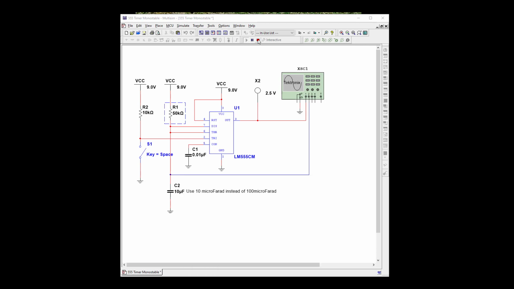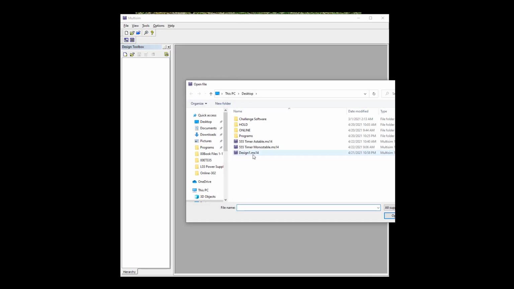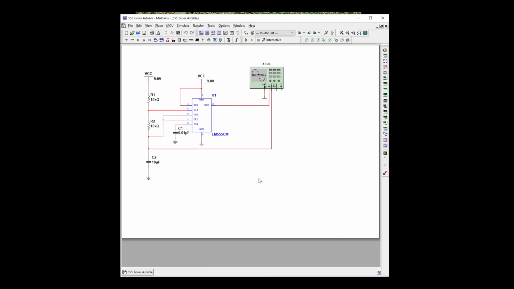Okay, so let's shut down our simulation. And let's open up our next file, and we're not going to save it, and we're going to use our astable. Astable means a continuous waveform. So this one is going to put out a continuous pulse, and we could control both the positive width and negative width and the frequency, and that's all based on these three devices here.